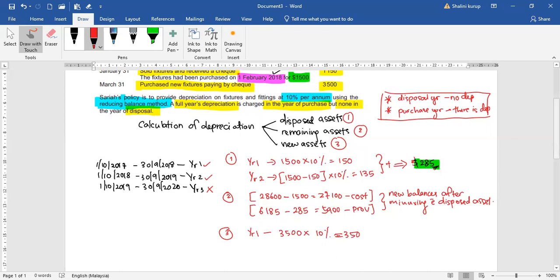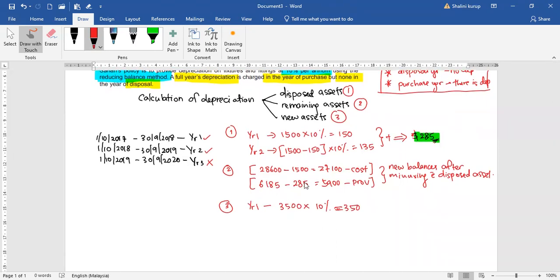Now, what is the new depreciation, meaning the depreciation that you charge to the income statement? In the income statement, you must understand, there will be two parts. One is the disposed part, which is 285, and the other is the remaining and the new, which you just add up. This 350 is the new one. Sorry, the remaining one I didn't do, so I'll do it right now.